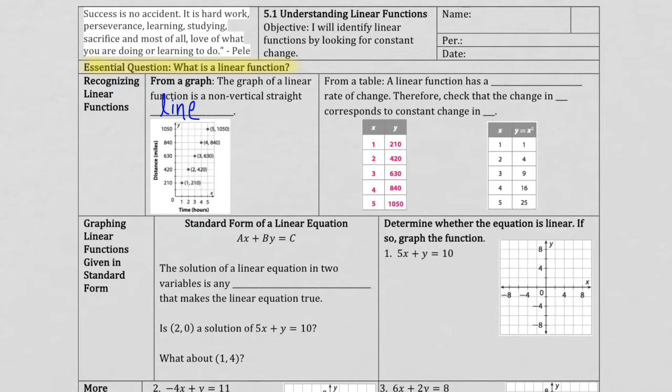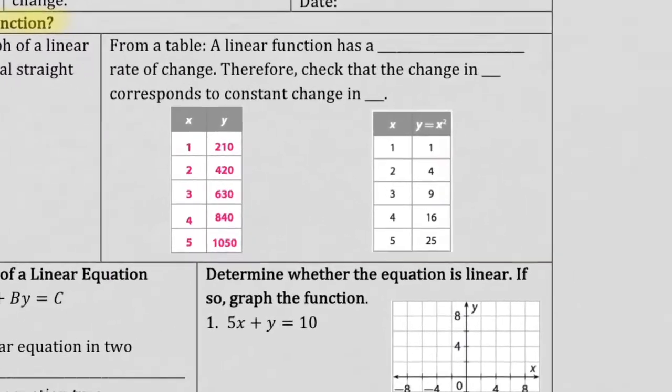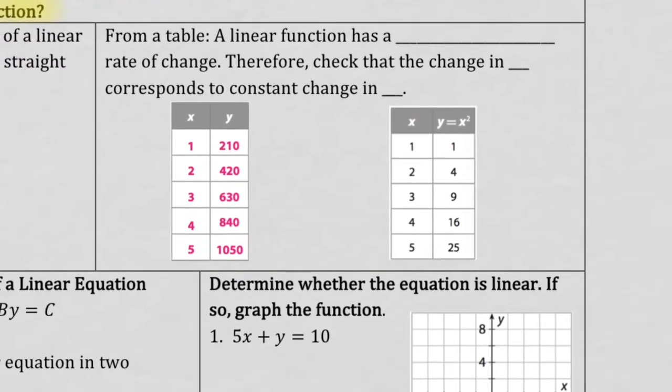Now, from a table, it's a little bit different. From a table, for a linear function, what you look for is that it has a constant. Constant means that it doesn't change, okay? That it stays the same. So a linear function has a constant rate of change.